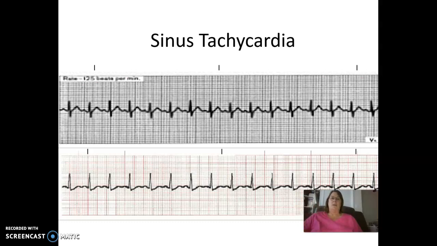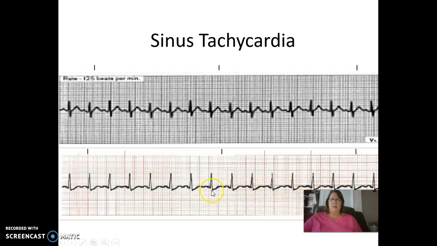You might get 120 on one strip you run and 130 the next time you run it, because we're only doing ours for a 6-second span of time. With this example here, I have a regular rhythm again. My rate is 1, 2, 3, 4, 5, 6, 7, 8, 9, 10, 11, 12, 13, 14. So 140. I have a P wave for each and every QRS.